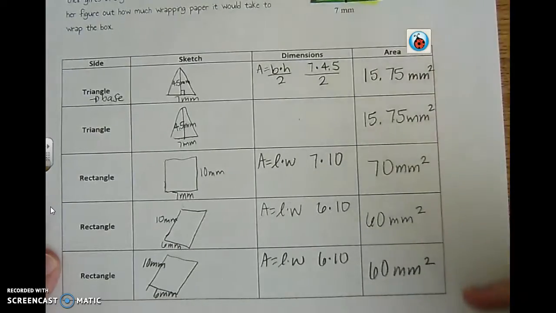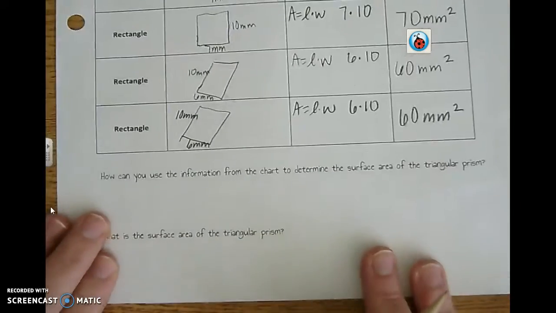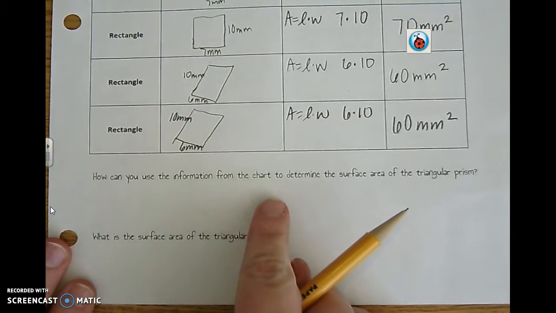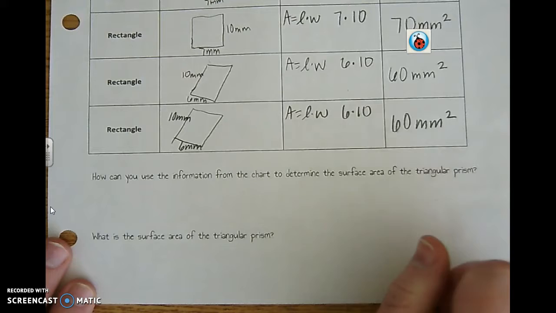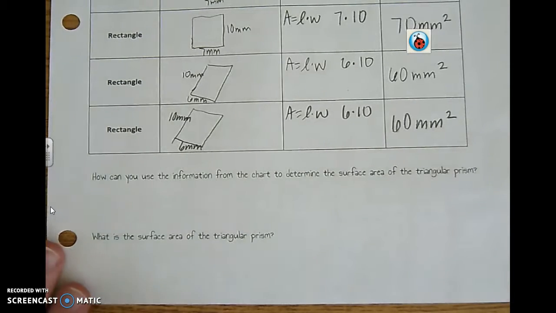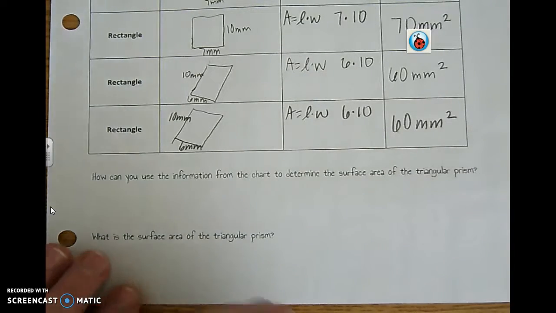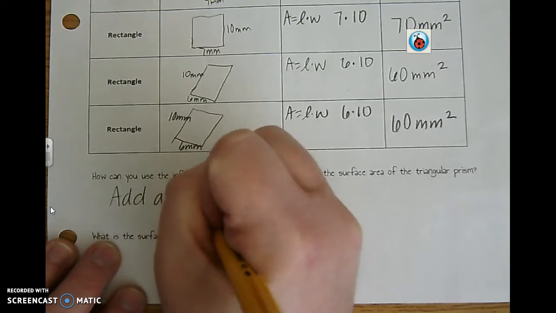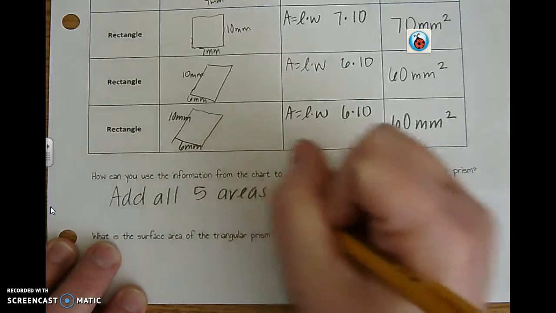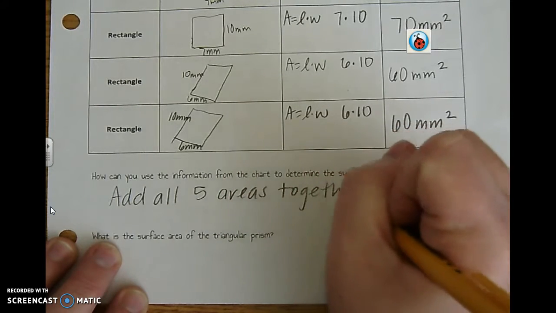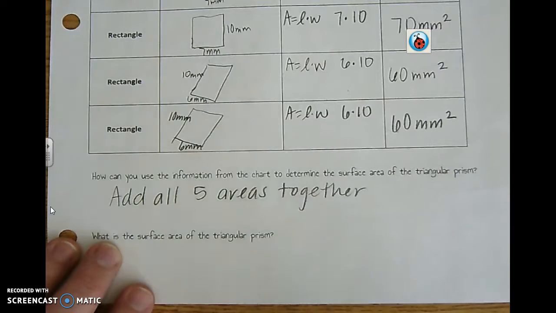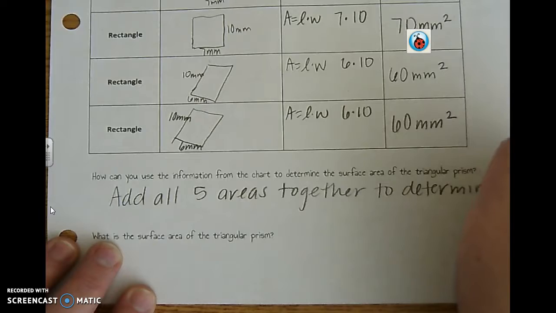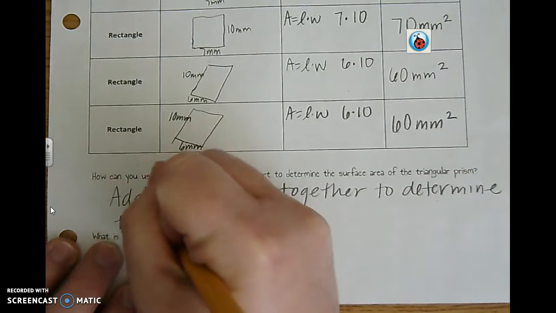So now that I have all 5 areas, we're going to answer the questions at the bottom. How can I use the information from my chart to determine the surface area of the triangular prism? If we're following with what we did yesterday, what I need to do is add all 5 areas together, because I have 5 faces, to determine the surface area.